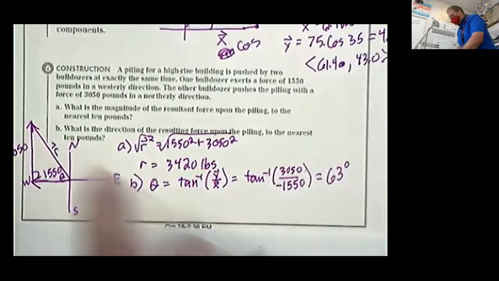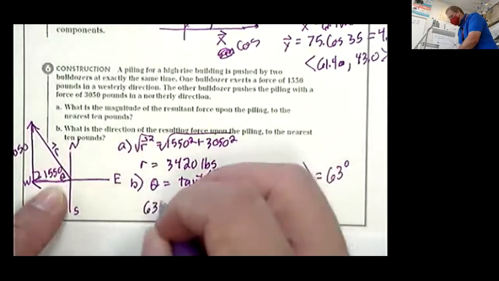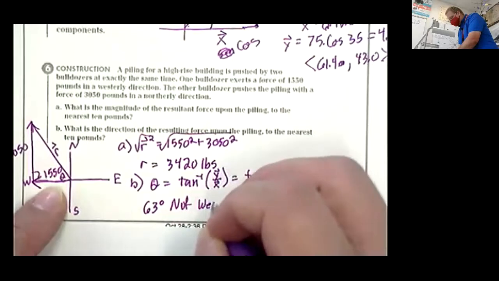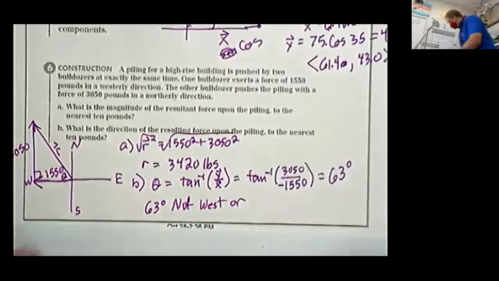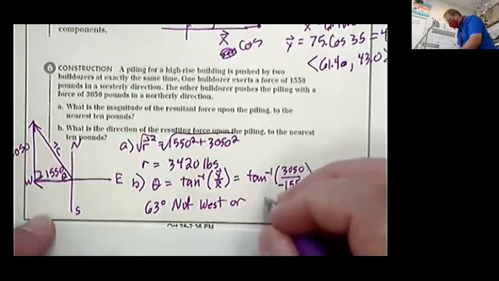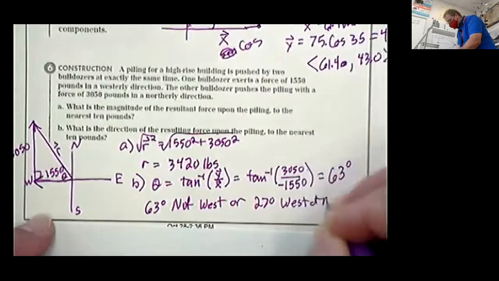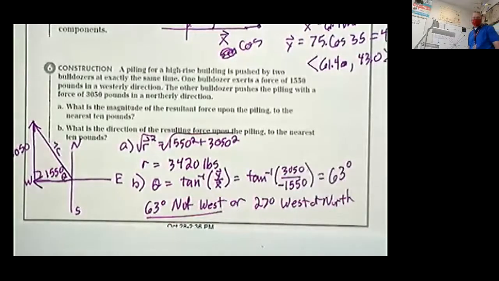And so what's our answer? What is the direction of the resultant force? So we can either answer 63 degrees north of west, or we could come back with the complementary angle, which would be 27 degrees west of north. Typically, we want to use the first one, so we're always going from the x-axis, not the y-axis.